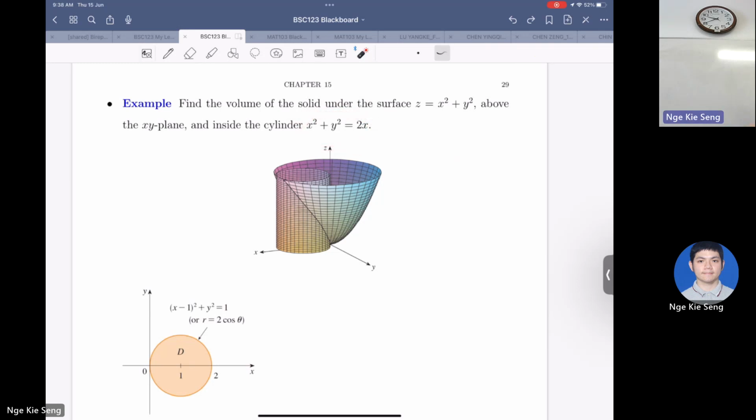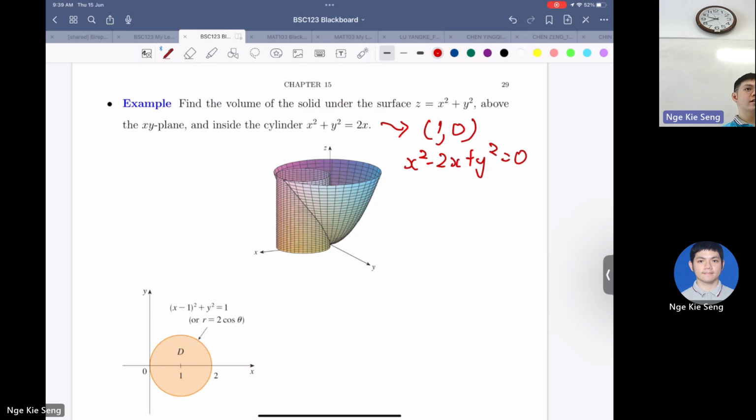Because this is a circle. What's the center here? Discuss what's the center. No, it's not 0, 0, because there's an extra 2x here. It's actually 1, 0. You need to complete the square. So x squared minus 2x plus y squared equals 0. Then you write it as x minus 1 squared plus y squared equals 1. Completing the square.